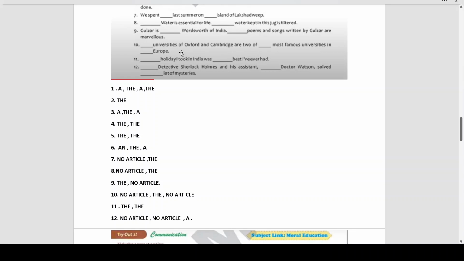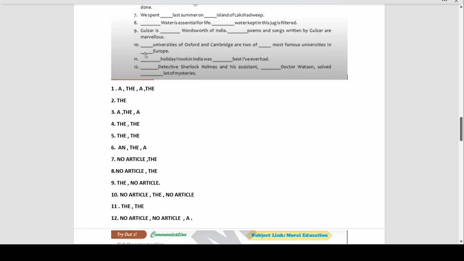Number ten. Universities of Oxford and Cambridge are two of the most famous universities in Europe. Now, here you will not use the. It is just universities. You will also not use an over here, because you might have a doubt why it is not starting with an, because it is starting with a vowel. Because universities of Oxford and Cambridge are proper nouns, in such cases we omit articles over here. So, universities of Oxford and Cambridge are two of the most famous universities in Europe.